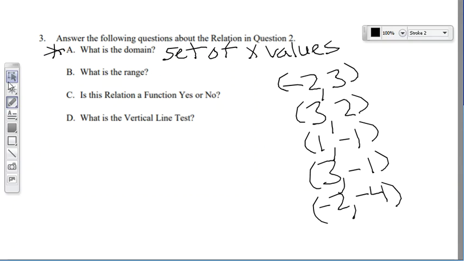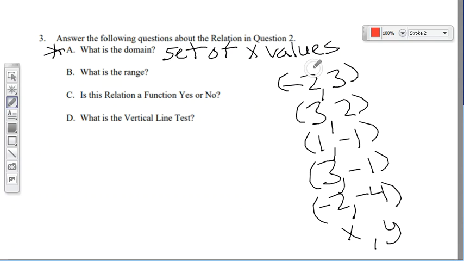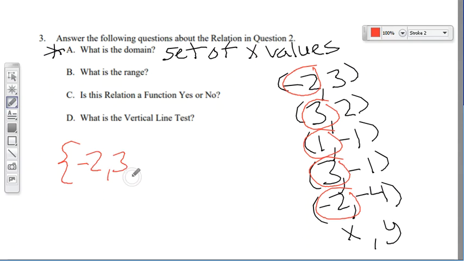Okay, so when we look at our ordered pairs here, remember ordered pairs are listed x first and then y. So we are going to list our domain, which is our x values, -2, 3, 1, 3, -2. Those are our x values. So if we list that as a set, it would be -2, 3, 1. We already listed the 3 and we already listed the -2. Okay, so this would be our domain. Domain is your x values.